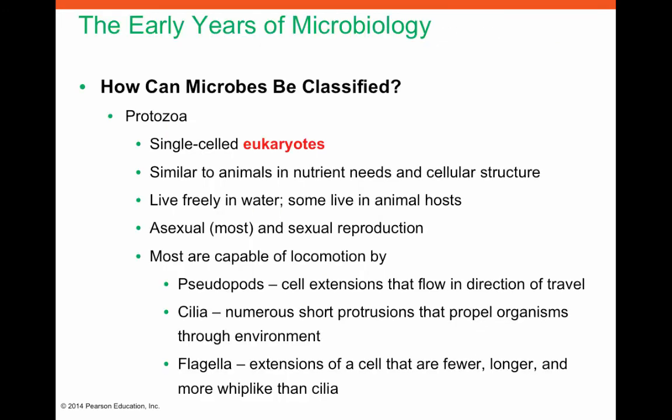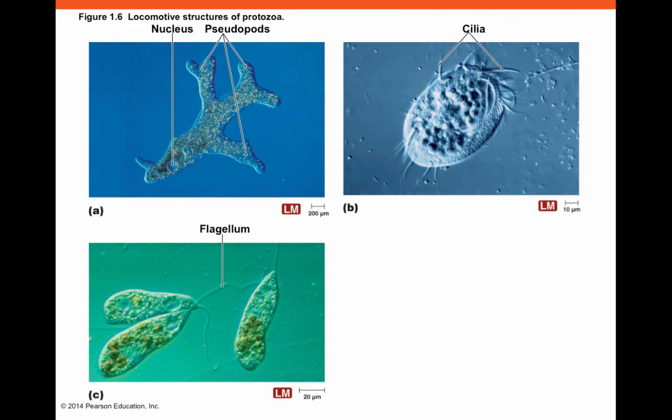Protozoa are eukaryotes. They're single-celled. They tend to live in water environments. The ones that live in animal hosts tend to be parasites. They can reproduce asexually or sexually, just like fungi. And their particular claim to fame is that they can move. They have locomotion, and they produce locomotion by pseudopods. They extend pieces of their cell membrane to pull themselves in a direction. They have cilia, like Paramecium has cilia, and they have a flagella. Now the flagella between a bacteria and a eukaryote are structured differently, but we'll find that out in a different chapter. Here's some photos.